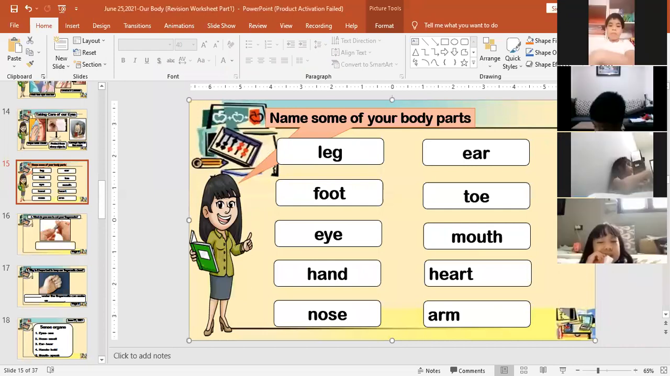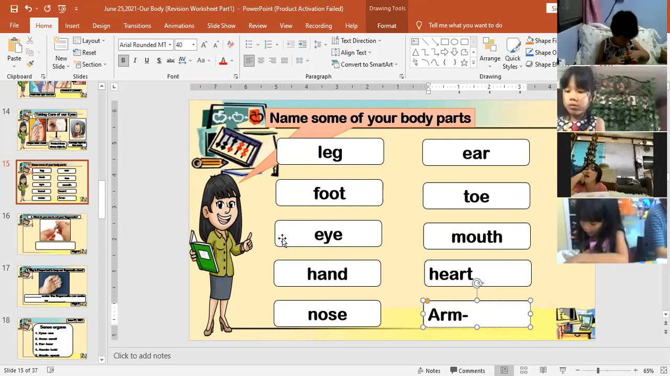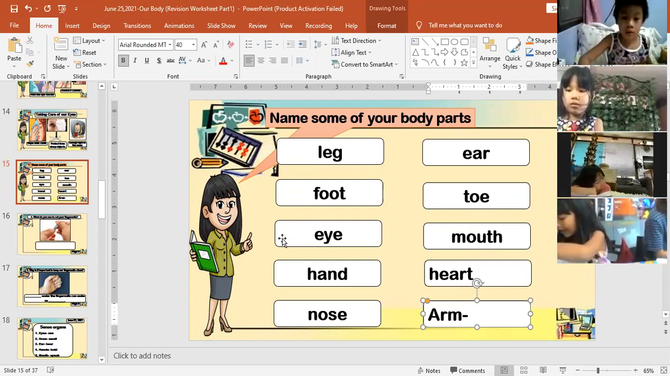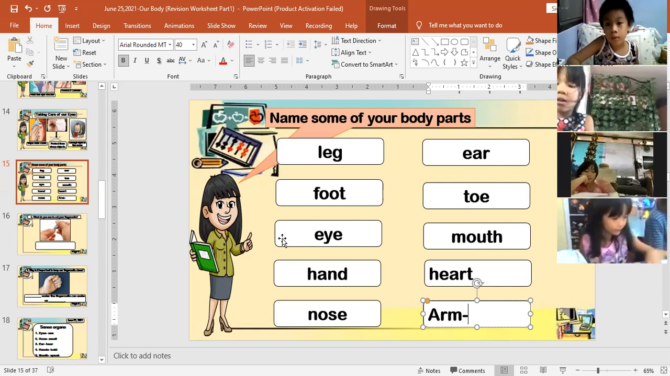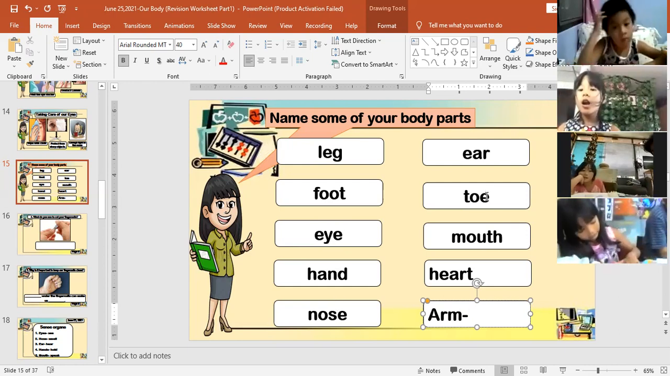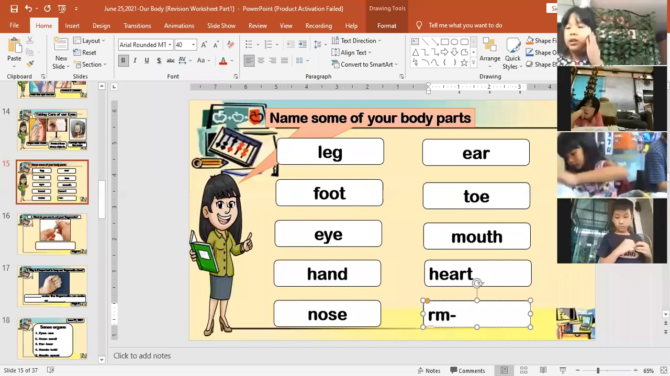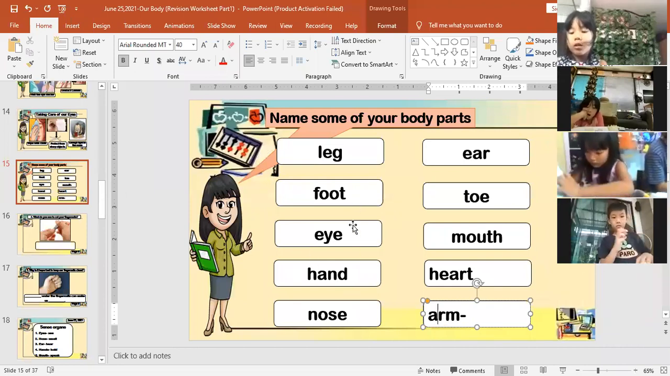Raise your hand if you want to answer. Yes, Non. Give me an example of the part of the body. Leg, foot, eye, hand, nose, ear, toe, mouth, heart, arm. What else can you give? Aside from these parts of the body we have, what are missing?